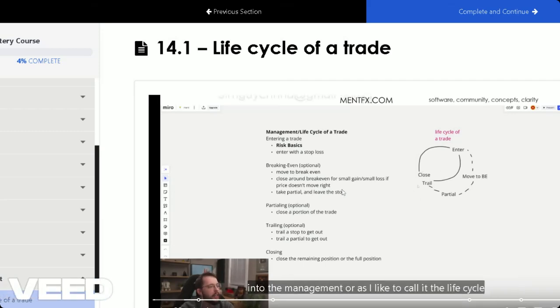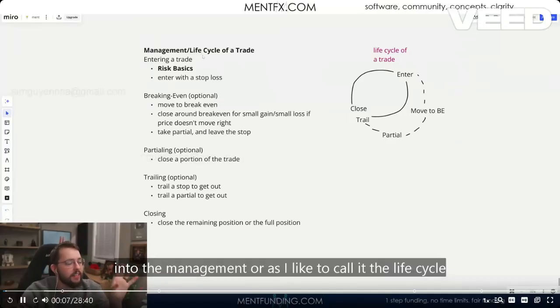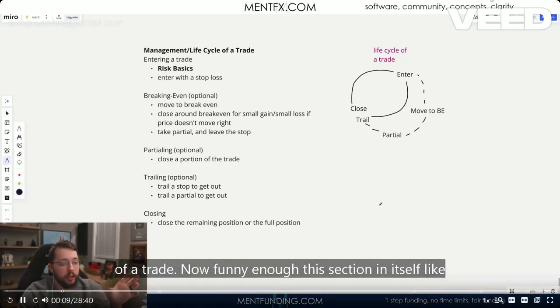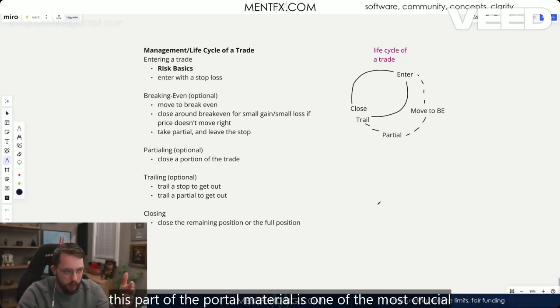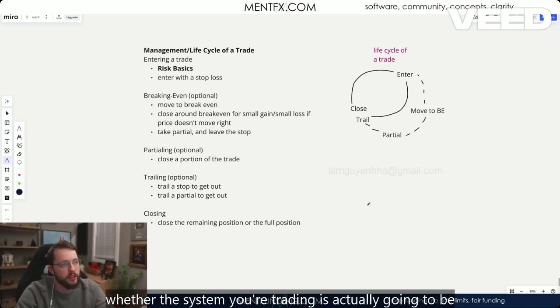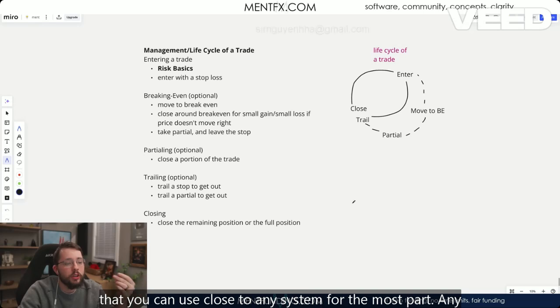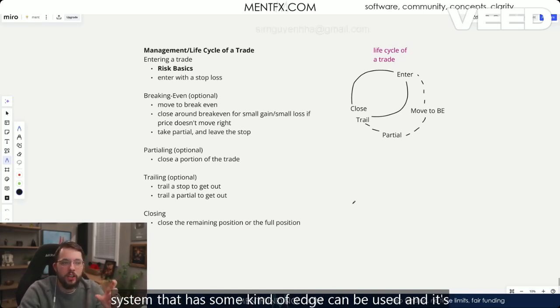So now we are getting into the management, or as I like to call it, the life cycle of a trade. Funny enough, this part of the portal material is one of the most crucial and important parts, because it determines whether the system you're trading is actually going to be profitable. The interesting thing about trading is that you can use close to any system. Any system that has some kind of edge can be used.